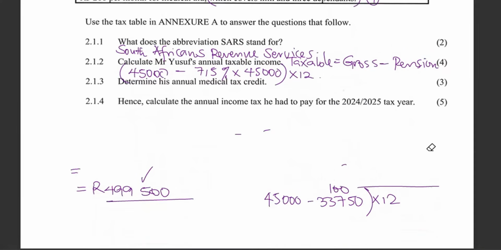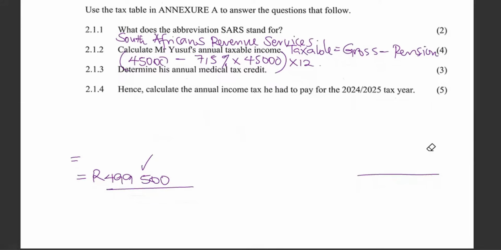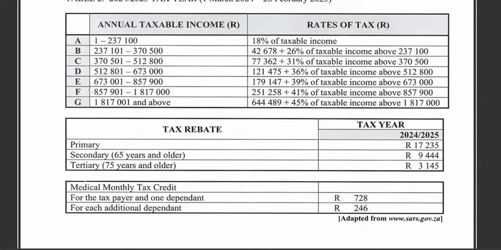Now, the annual medical tax credits is determined by the number of dependents. We saw them already, they were 4. So here in the scenario, they have already told you the medical monthly tax credits. They say first for the taxpayer and the one dependent. So these are already 2 people, and 2 people will pay this much. Then the other 2 will pay this much times 2.